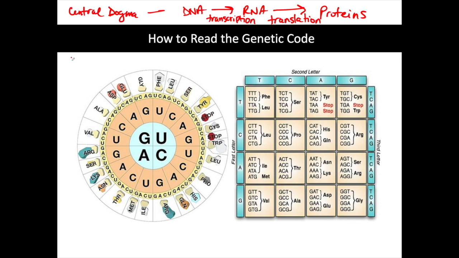Those three steps are initiation, so what starts it, elongation, the process of actually making something, and termination, which is the end of the process. Now, how each of these three steps occur is different between transcription and translation, but the idea is the same. So let's first start with how to actually read our genetic code.